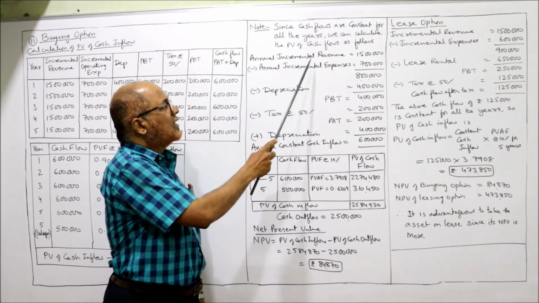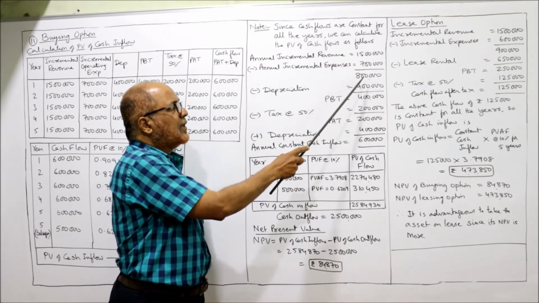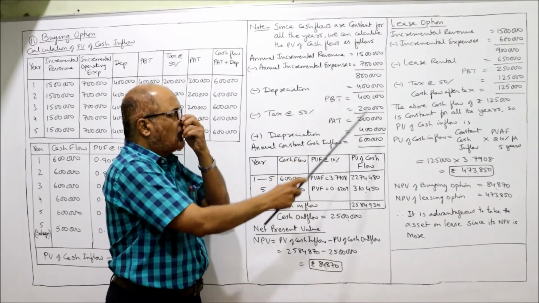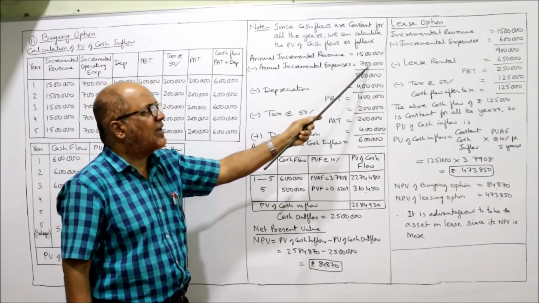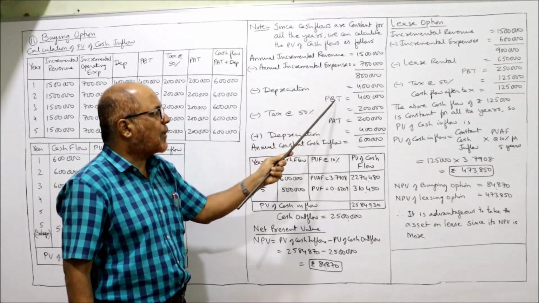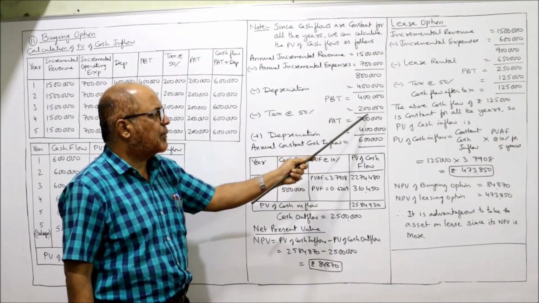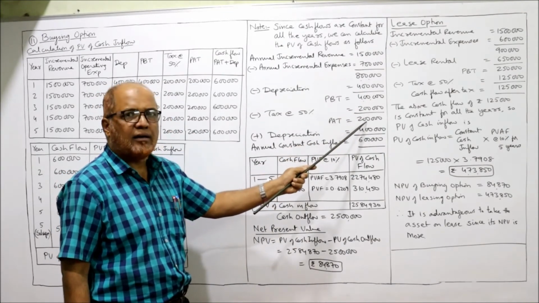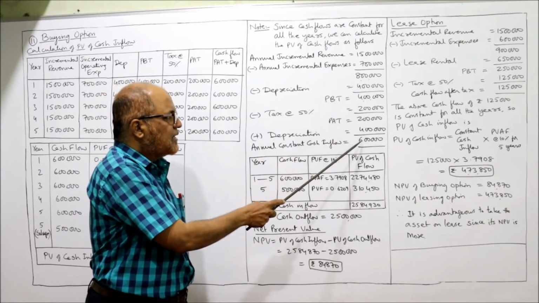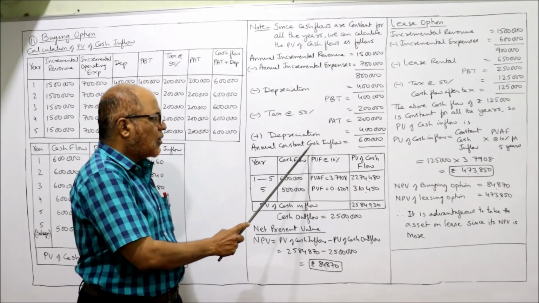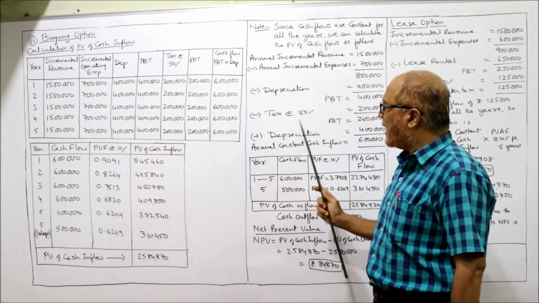So annual incremental revenue is 15 lakh, annual incremental expenses are 7 lakh. So 8 lakh minus depreciation 4 lakh. So every year annual 15 lakh, annual 7 lakh, annual 4 lakh. So profit before tax every year is 4 lakh. Less income tax at 50%, 2 lakh. So PAT 2 lakh. To this you add back depreciation, which is 4 lakh. You get 6 lakh rupees, the annual constant cash inflow. So instead of making this whole table, we can calculate like this.